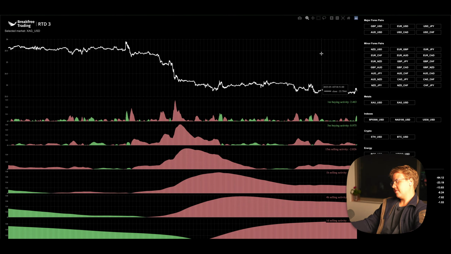So yeah, I think silver here looks really good to go short.